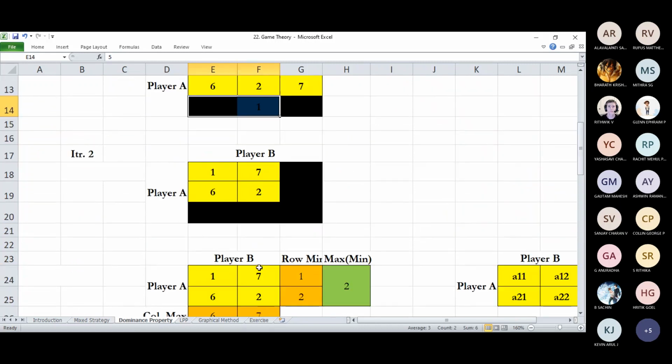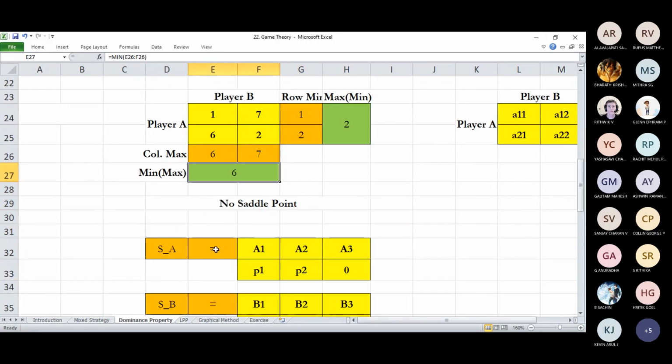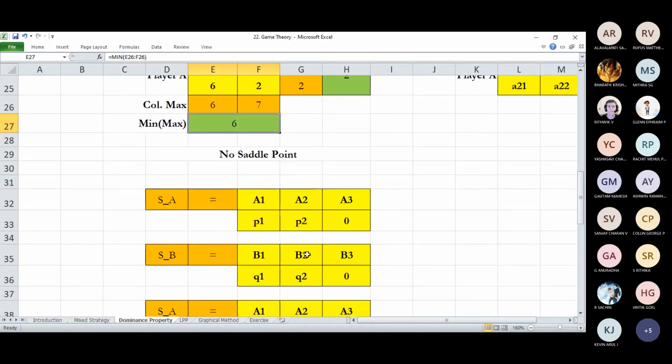I removed A3 and B3, so we are left with 1, 7, 6, and 2. The row minimum is performed, and the maximum of the row minimum is 2. The column maximum is performed, and the minimum of the column maximum is 6. So it's a mixed strategy, and we have got this particular saddle point. Right? So since we removed A3, it will become 0.